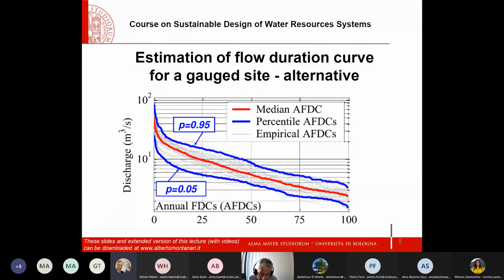Look at this picture. Besides an estimation of the average of the flow duration curve, you also have an estimate of year-to-year variability. The spread of the gray thin lines gives you the spread of the flow duration curve around the average. And this is extremely important because it gives you an estimate of variability, of uncertainty.